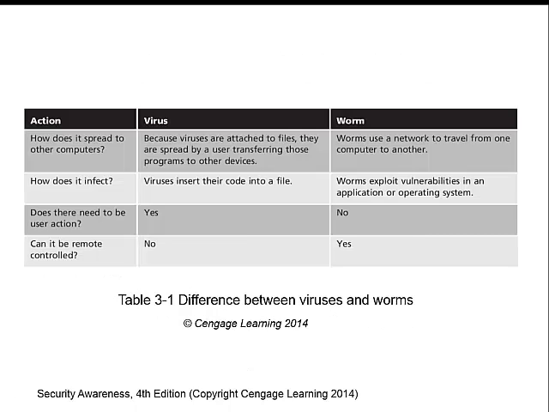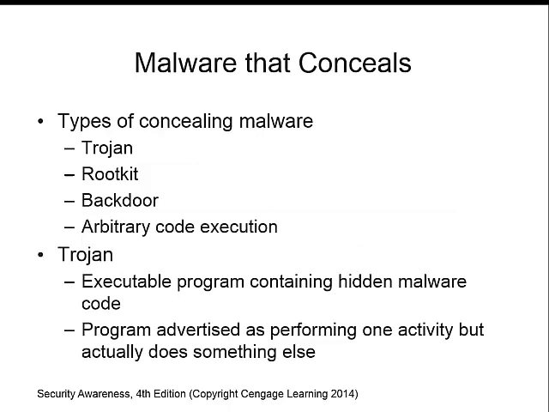On Table 3.1 in your book, it shows the differences between viruses and worms. Does there need to be a user action? For a virus, yes. For a worm, no. Can it be remotely controlled? For a virus, no. For a worm, yes.